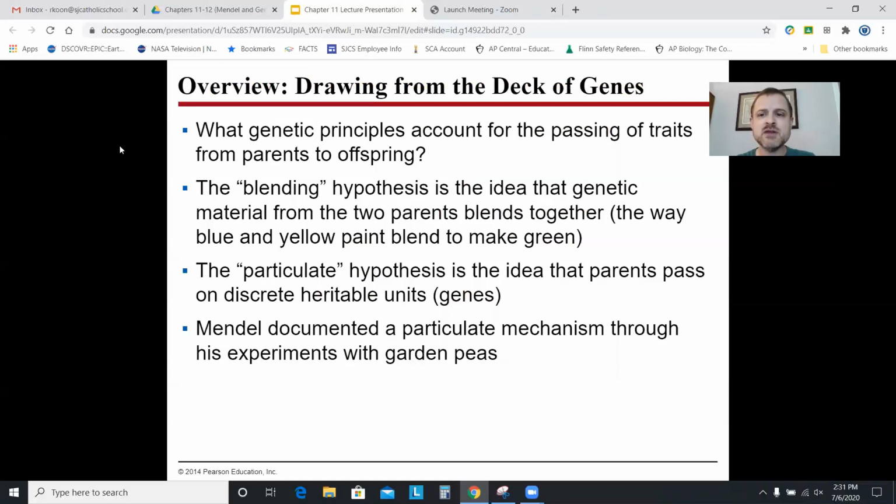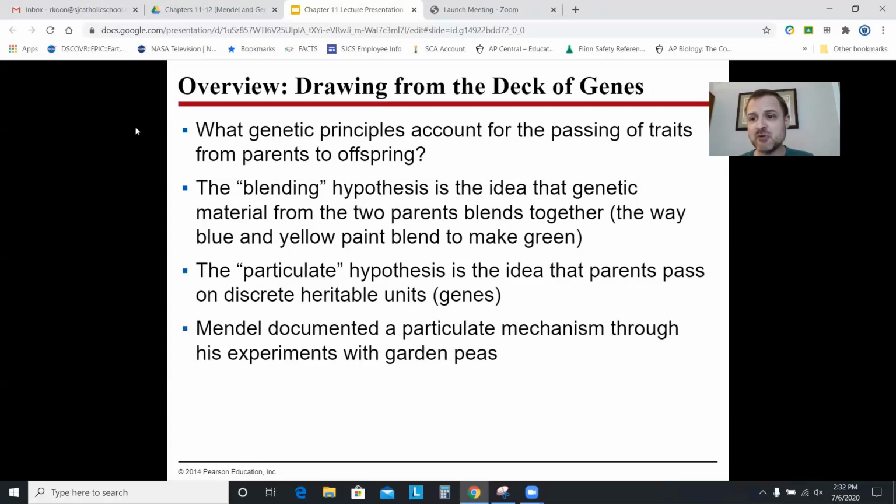In a minute, we're going to begin with some backstory on Gregor Mendel. Before Mendel, there were sort of two ideas as to how genetics works. There's the blending hypothesis and the particulate hypothesis. The blending hypothesis is that the genes from mom and dad mix together, kind of like you mix paint to get colors. So a red flower and a white flower making a pink flower would be blending.